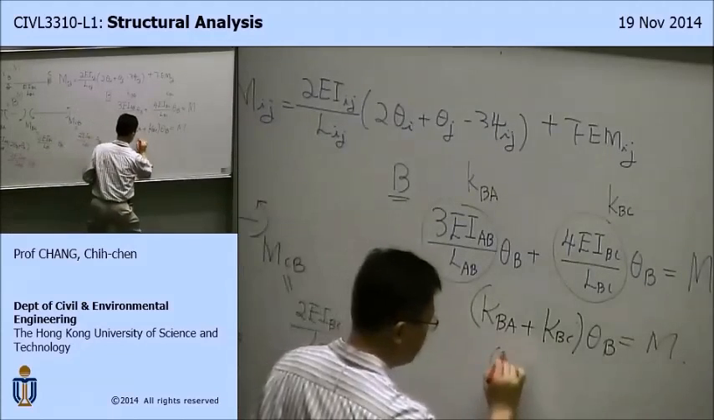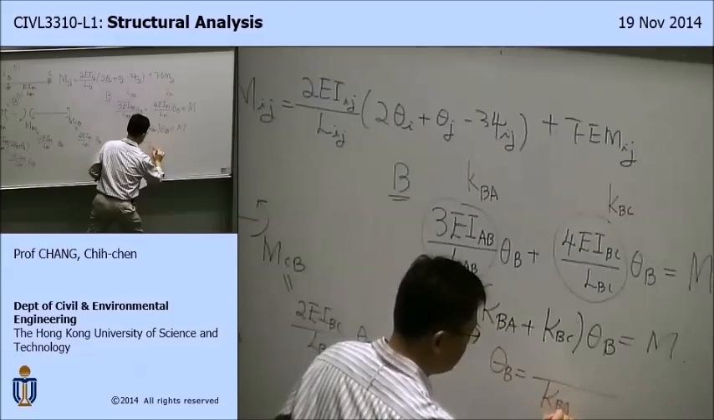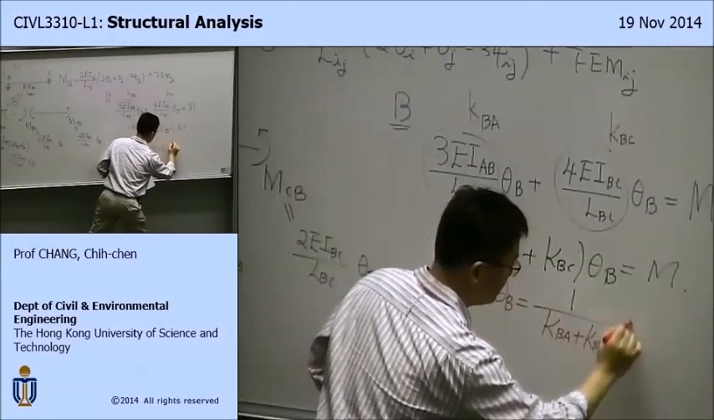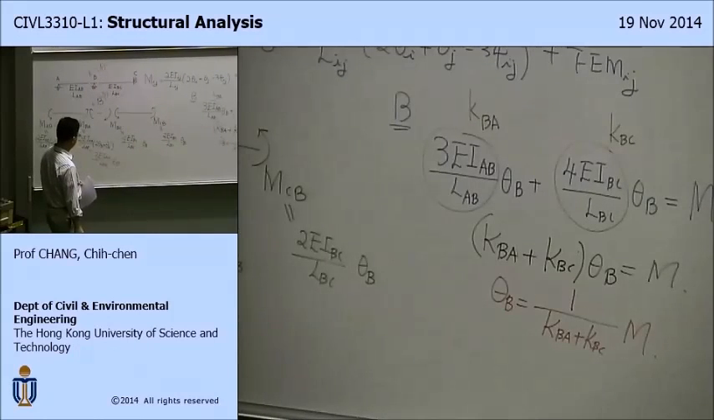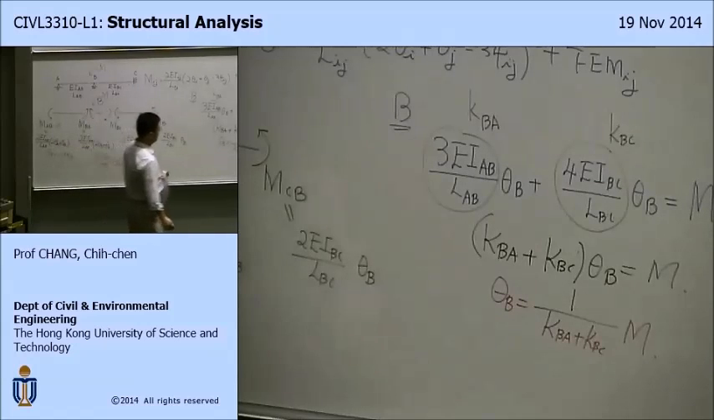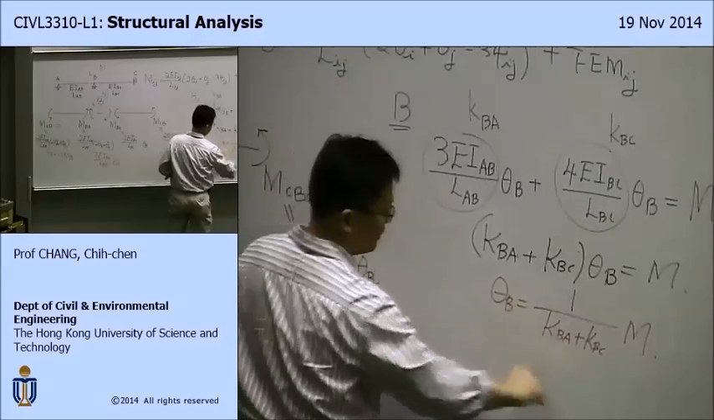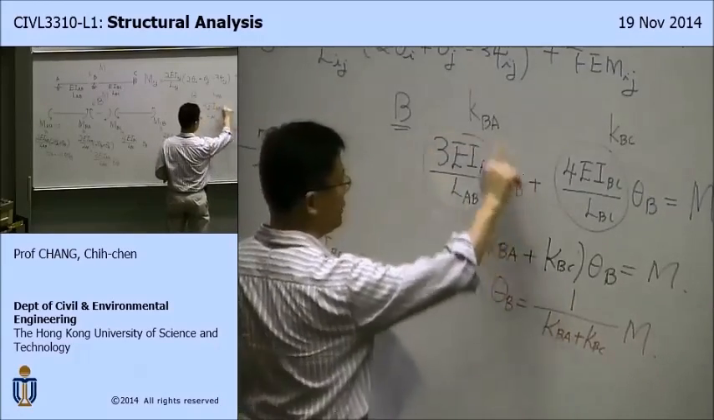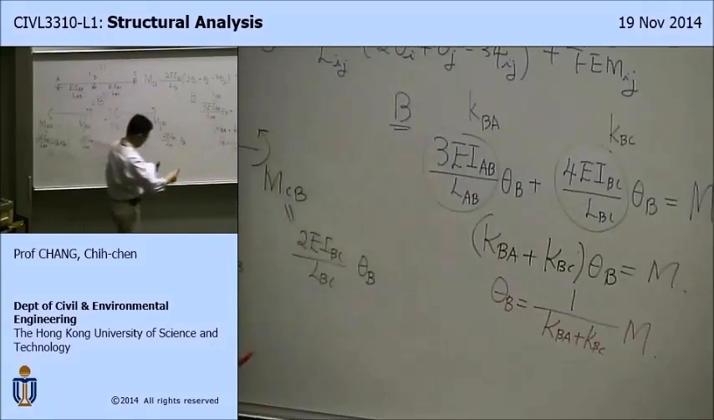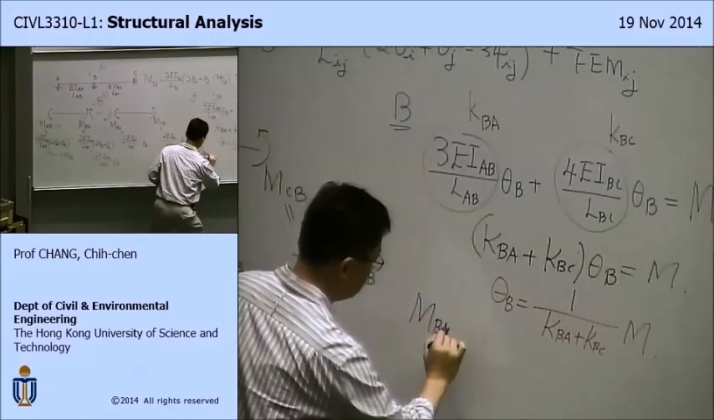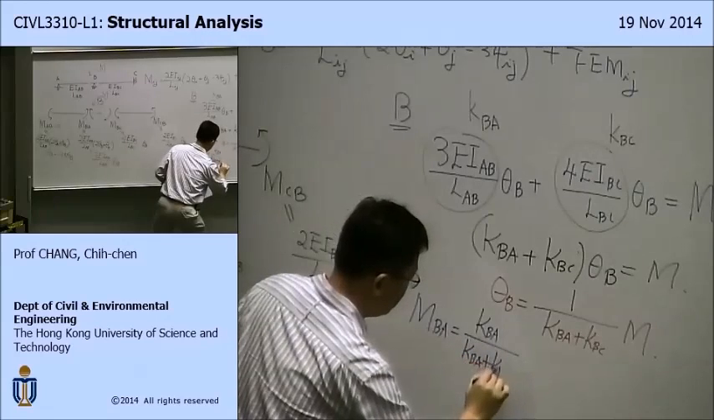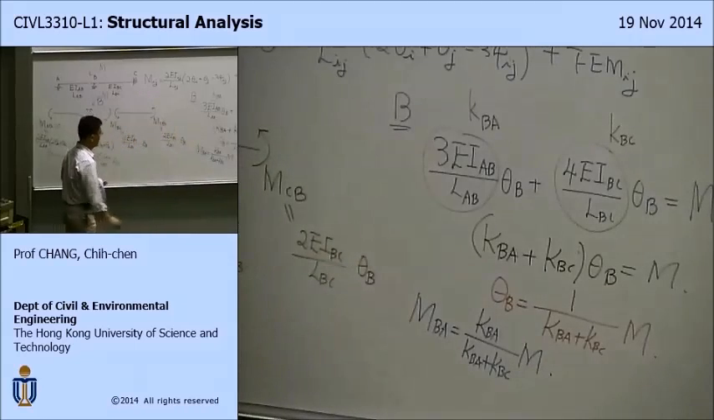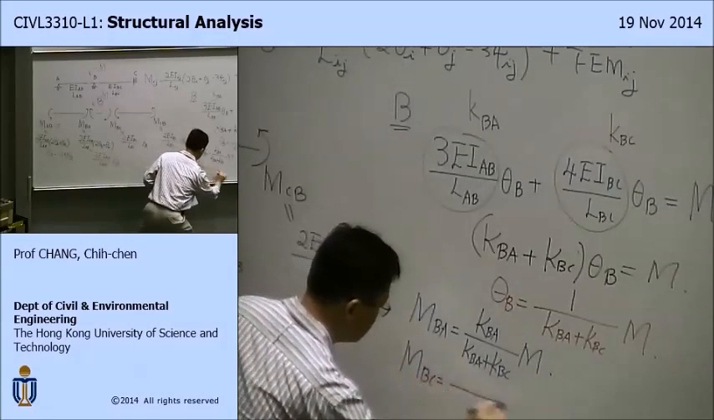So I can find theta B. Theta B is M over KBA plus KBC. OK. So this is theta B. I take theta B and put it back here. This expression gives me MBA. So MBA is KBA over KBA plus KBC times M. And MBC is KBC over KBA plus KBC times M.